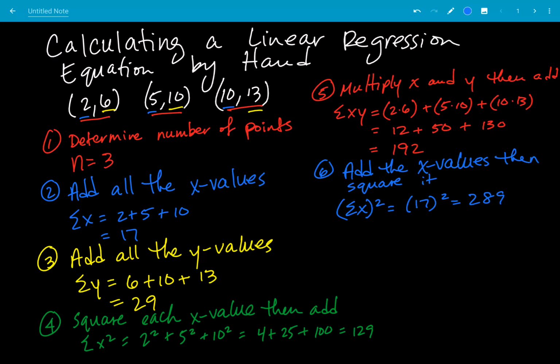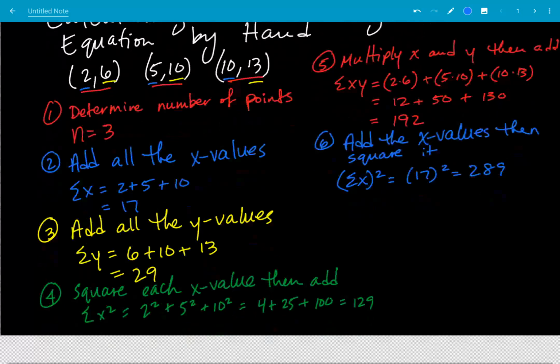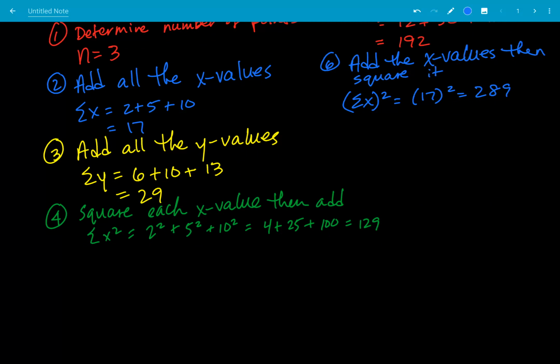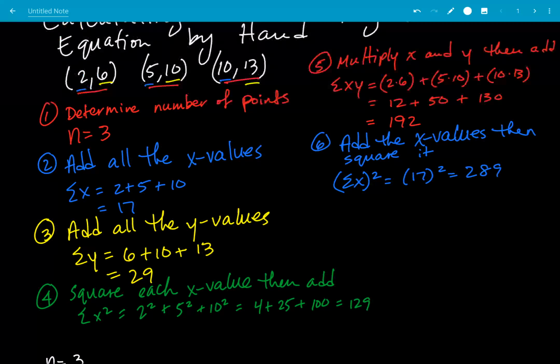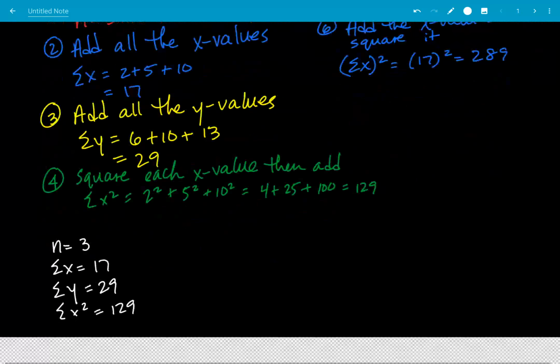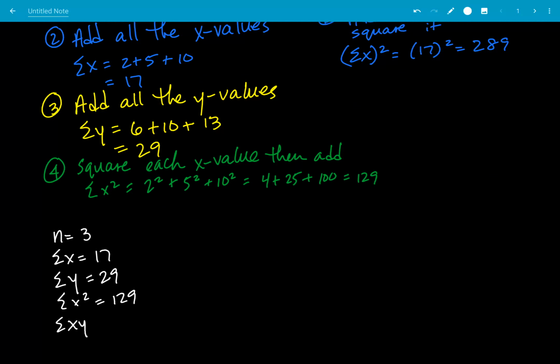So now we have all of our pieces. We have all of the elements we need. Now we're ready to start plugging it into the equation. I'm going to write these down here so that we have them available for reference. We have n is 3, sum of x is 17, sum of y is 29, sum of x squared is 129, sum of xy is 192, and then sum of x, squared, is 289.